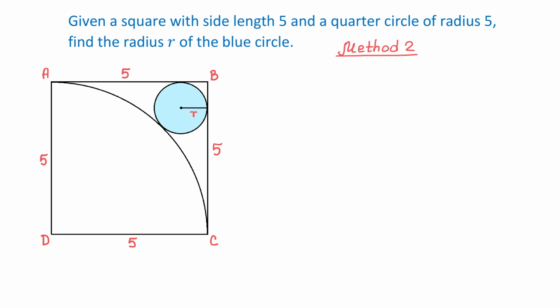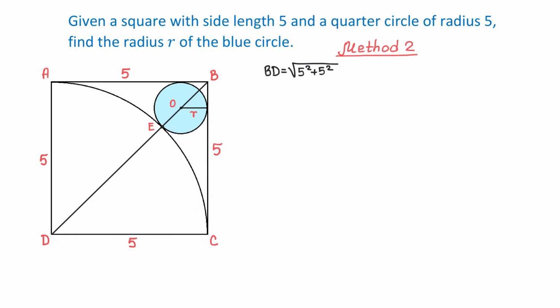With this method, we still have to connect the points D and B. Then let the center of the blue circle be point O, and the point of tangency of these two circles be point E. Next, we will find the length of the diagonal DB by using the Pythagorean Theorem, and we can write that BD equals square root of 5 squared plus 5 squared, and we can do this because BD is also the hypotenuse of this right triangle.